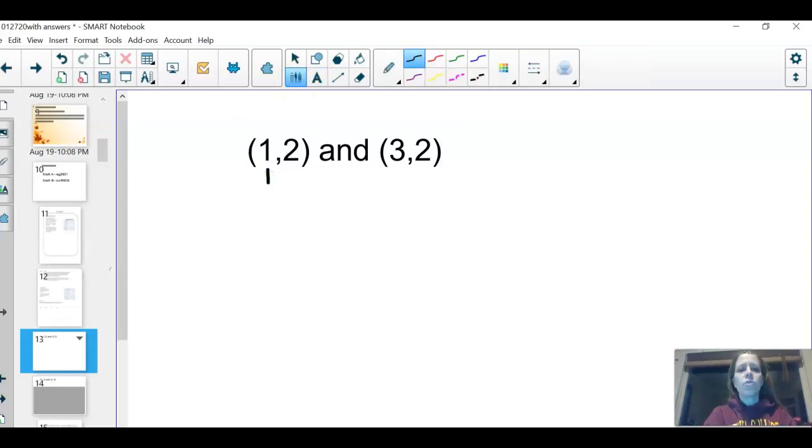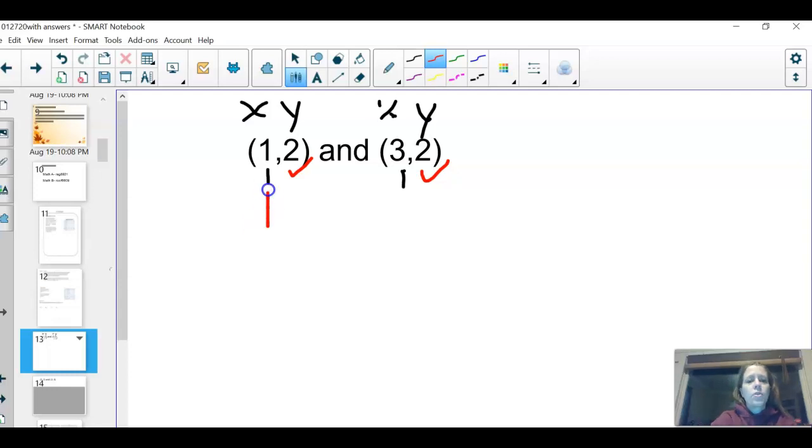1, 2, and 3, 2. 1 is in the X, as is 3. 2 is in the Y for both. So you need to look at which one is the same and which one is different. In this case, the 2 is the same. So I only need to look at 1 and 3. So I have 1 and I have 3.